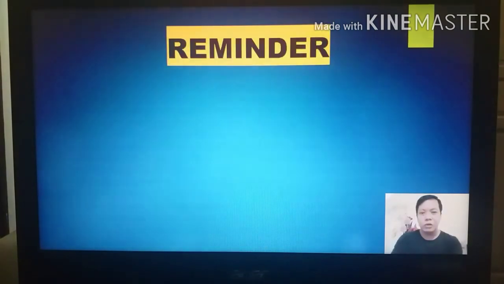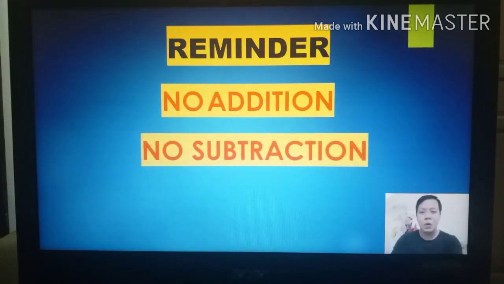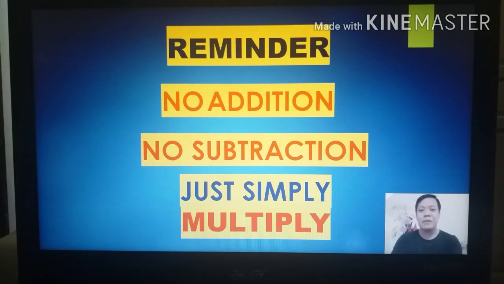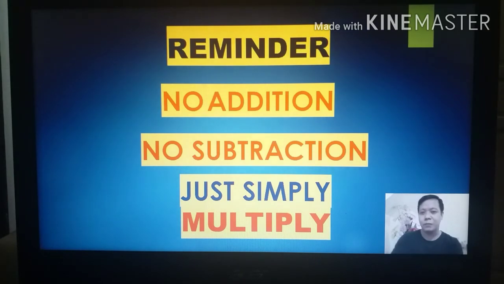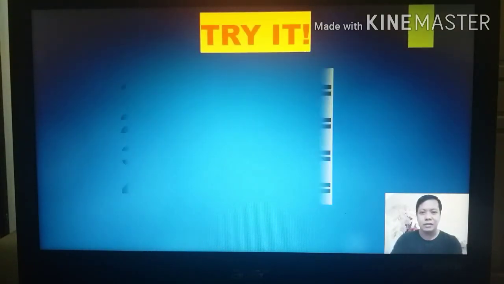Okay, for you to avoid confusion, we have a reminder. In this lesson, no addition is involved. There is no subtraction. And then, just simply multiply. Multiply lang kayo, find the product, and the sign is based upon like signs or unlike signs. Okay, that's it. Let's try this.